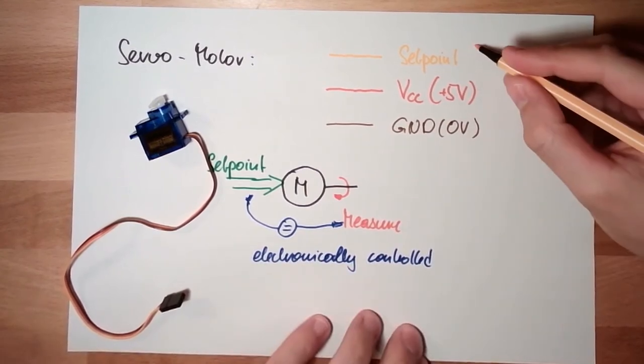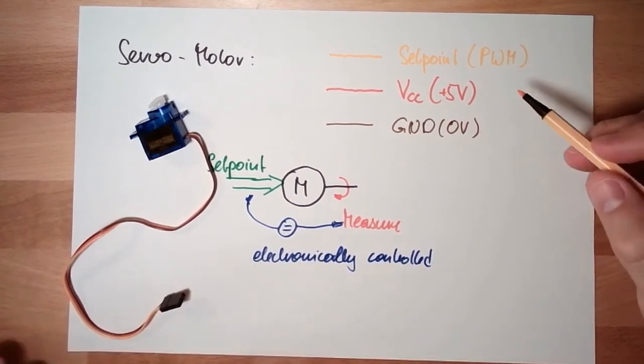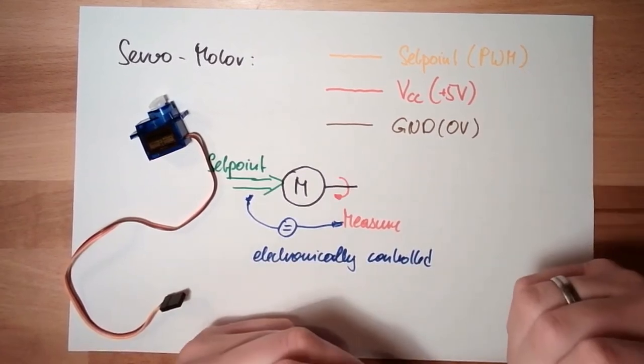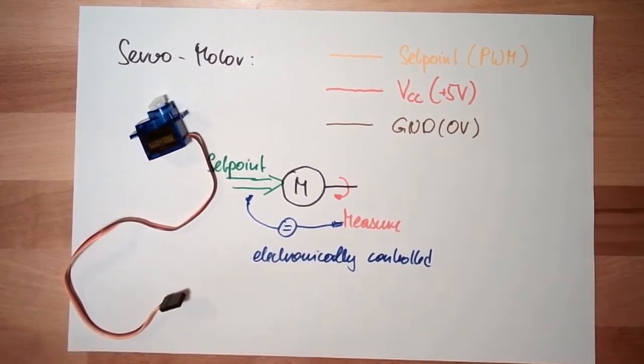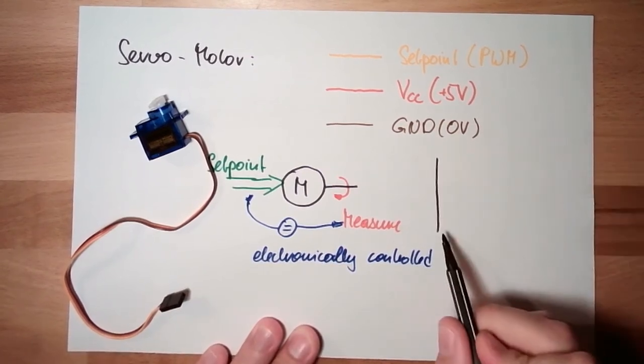How to get the set point in? This is a pulse width modulation signal. So we could say, hey, PWM, we know this. We just use the corresponding good output from the Arduino and write analog write, and it is not working that way.